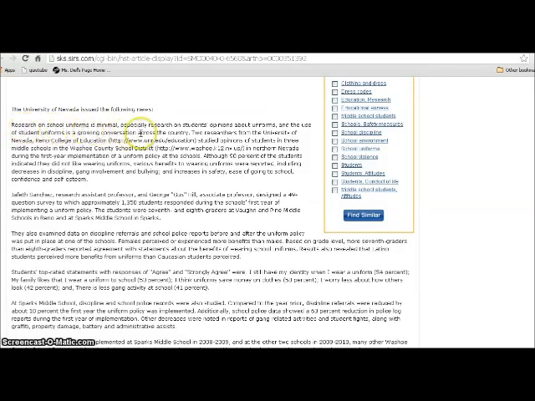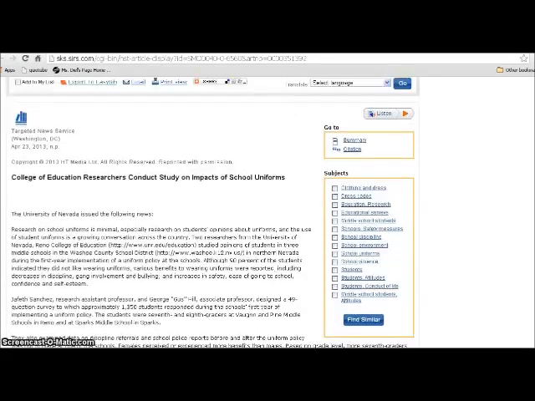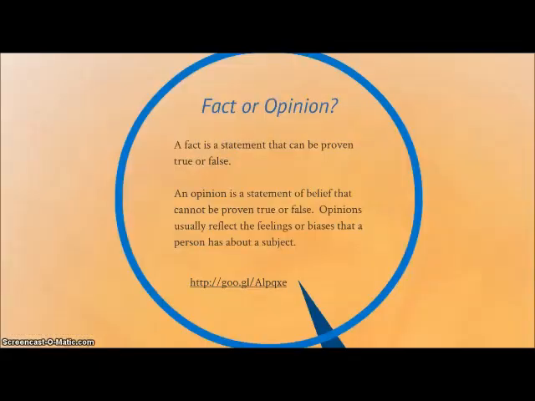It's acknowledging the research is minimal, but then it starts talking about some research that was conducted at the University of Nevada. It talks about the type of research that they conducted and the types of surveys that they gave out to people. So really, this article is not providing me a lot of opinion, if any. This article is providing facts that researchers are getting from something that they researched about school uniforms.